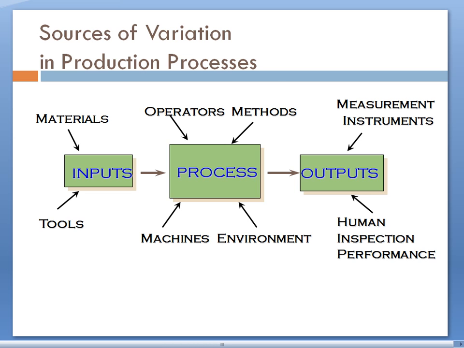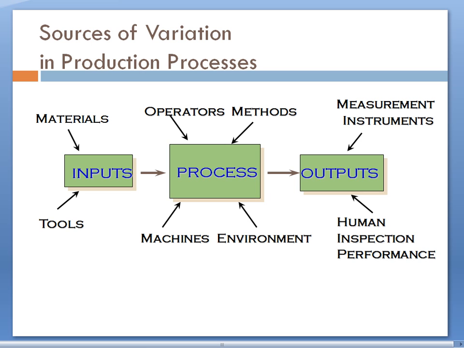So in this variation concept, because we have different types, we also have to understand that we have different sources of variation. We can have sources that are part of the input, such as materials and tools. We can have sources of variation coming from the transformation process, such as operator, methods, machine, environment. And also we can have sources of variation in the output, such as the measurement instruments and the human inspection performance.